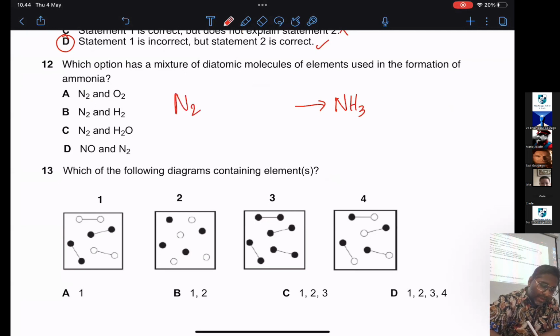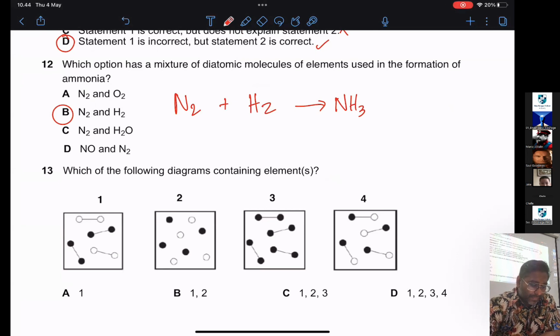So in this case, helium and neon have 8 electrons in the outer shell? No, this is wrong. Helium and neon are unreactive, correct. So statement 1 is incorrect. Statement 2 is correct. D will be the answer.